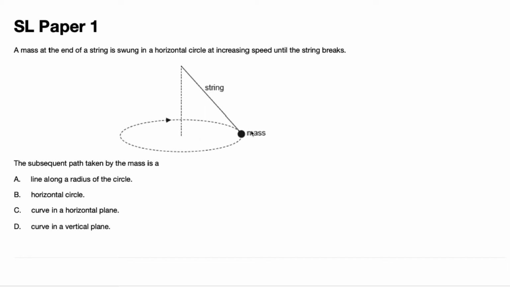To solve this problem, we need to draw a free body diagram first. We know the string provides a force of tension, and the ball also receives a force of gravity by Earth. When the string breaks, it's going to lose its tension, right? So there's going to be no tension here. All it has is the force of gravity.